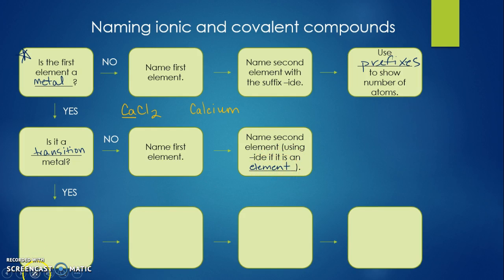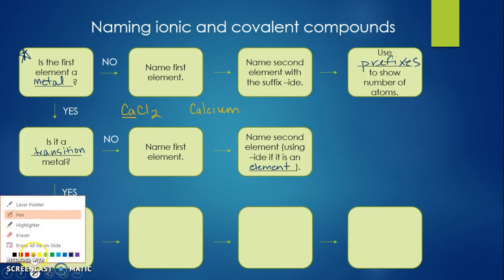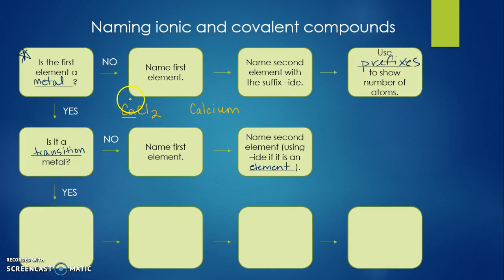Now, when you have ionic compounds, the metal is listed first because metals always make a positive charge. The nonmetal comes second because it always has a negative charge. So we're going to name the first element, calcium, and we're going to name the second part, an anion, which is just chlorine. Chlorine is an element, so we name it with the IDE ending, so it would be chloride. That was easy, right?